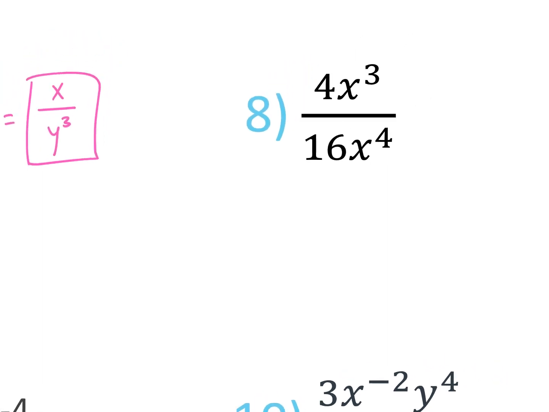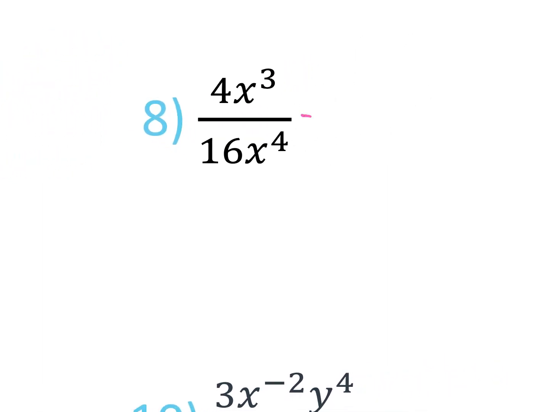Let's look at number 8. What do you think I should do first for number 8? So here I have values and x's. How can I simplify this? Would you multiply 4x to the power 3 by 16x to the power 4? Does this mean multiply? Oh, no. Okay, with the x's, I can subtract the exponents.